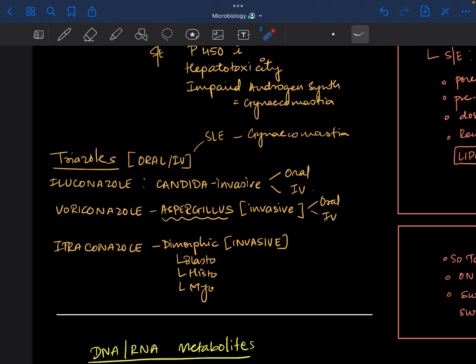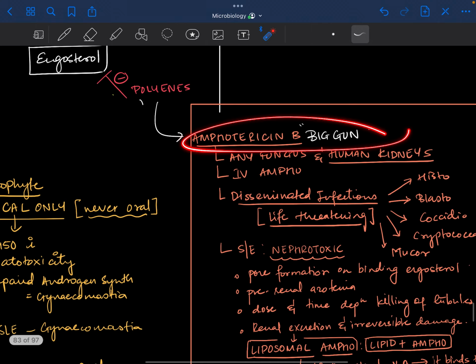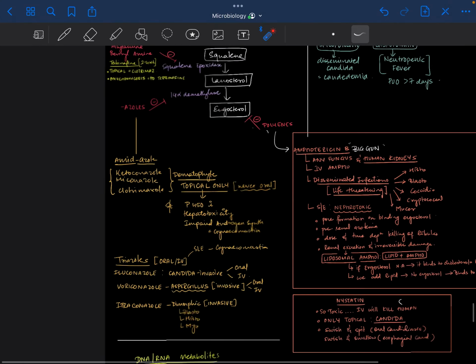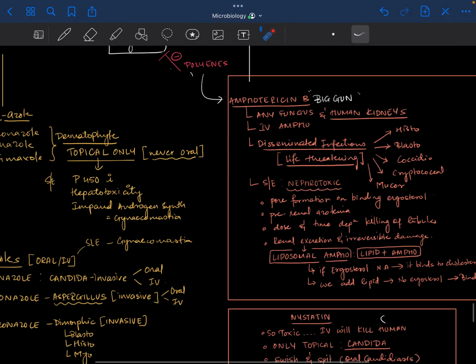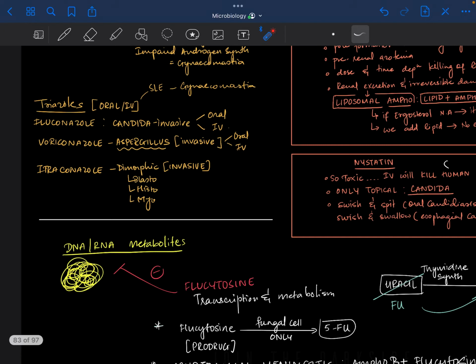You need to remember that if you have any kind of life-threatening disseminated disease, you will give amphotericin. Amphotericin is the worst medicine that can ever be. So if anything goes wrong, for the worst fungal infection which are disseminated or life-threatening, you will give amphotericin B. Coming back over here, you will have fluconazole for invasive candidiasis. Invasive candidiasis is not disseminated candidiasis. This candidiasis, you can give it orally or IV.